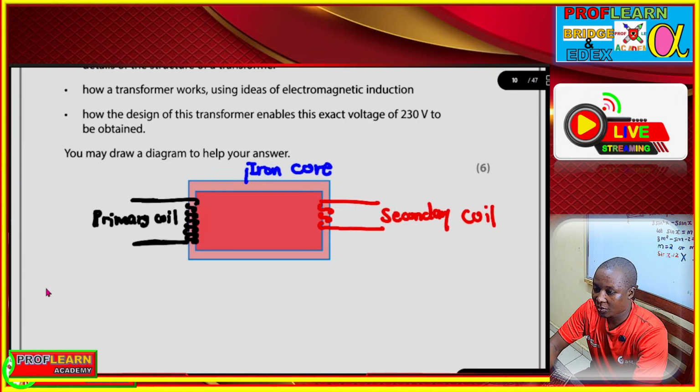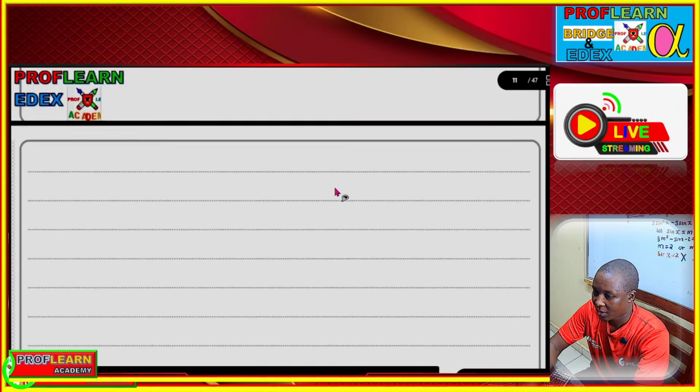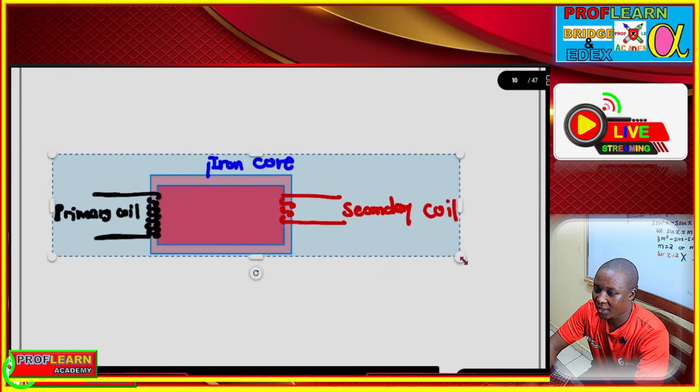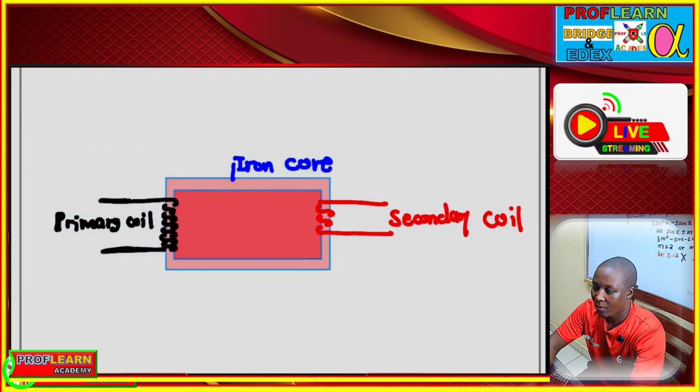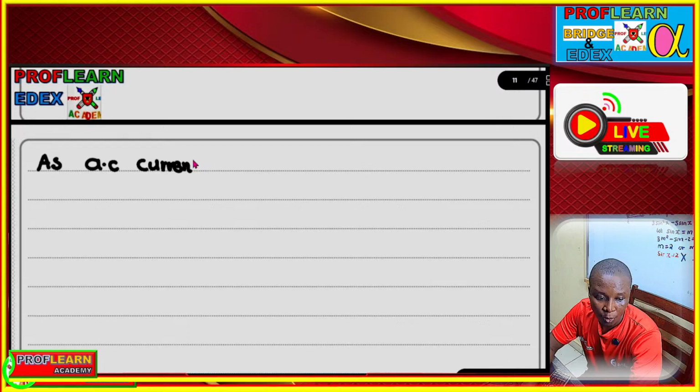Let me just move this a little bit down so that we are now able to start writing how it works. A step down transformer, or any transformer, works with alternating current.